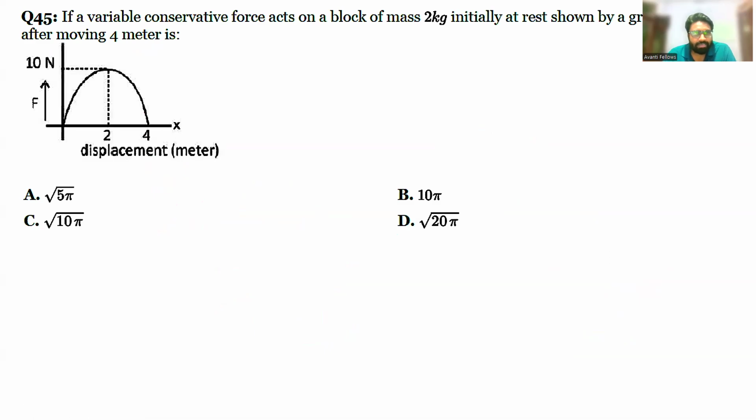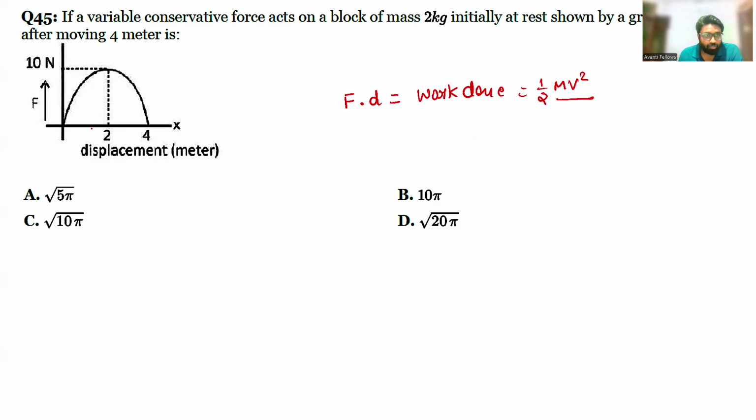Now this one: if a variable conservative force acts on a block of mass 2 kg initially at rest, as shown by a graph, then the speed after moving 4 meters is. In this graph, you can say this is the force displacement graph. The area of a force displacement graph gives you what? Work done. And work done you can equate by applying the work energy theorem. It will be 1 by 2 mv square, kinetic energy. From there you can find out the velocity.